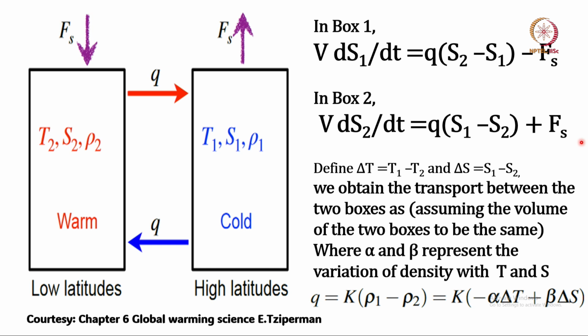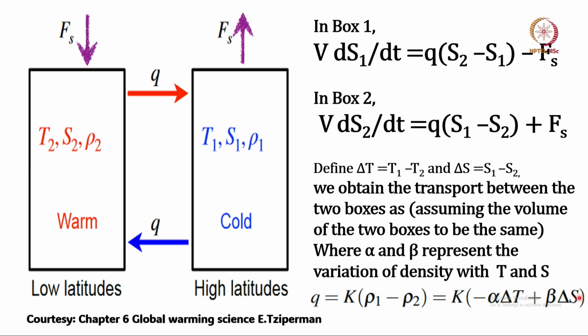Now, what controls Q, the flow rate between the warm box and the cold box? Henry Stommel assumed a simple model that the flow must be proportional to the difference in density between the two boxes. The density difference multiplied by some empirical constant controls the flow rate, and the density difference is due to either change in temperature or salinity. Both play a role.